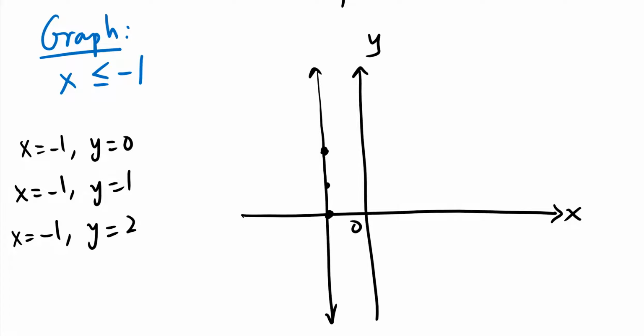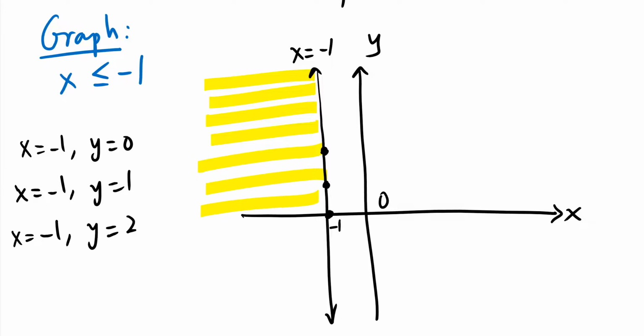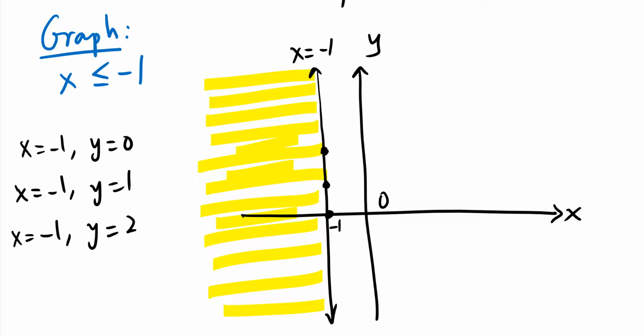Notice I graphed it as a solid line because it's less than or equal. This vertical line splits the region in half, one to its left side and one to its right side. So I'm going to shade the region to its left side because it's less. If it was bigger or bigger or equal, we shade to the right. So this region here is the solution region.